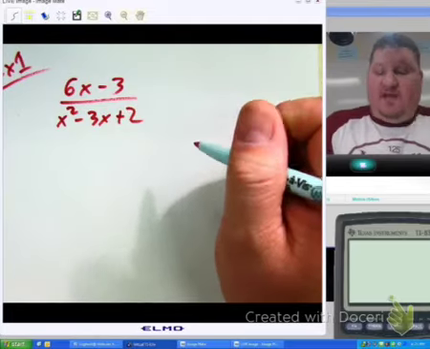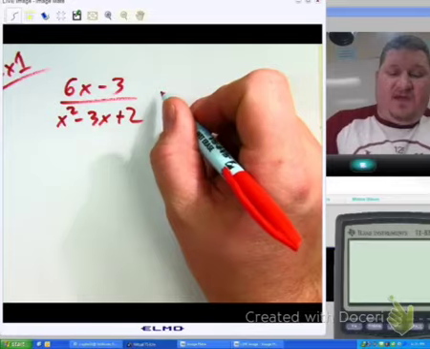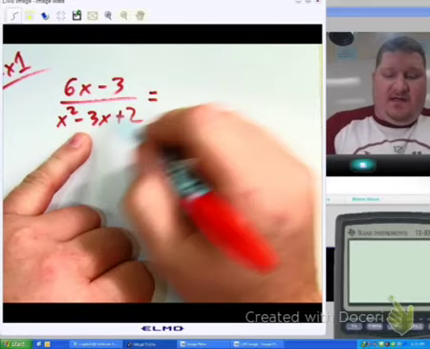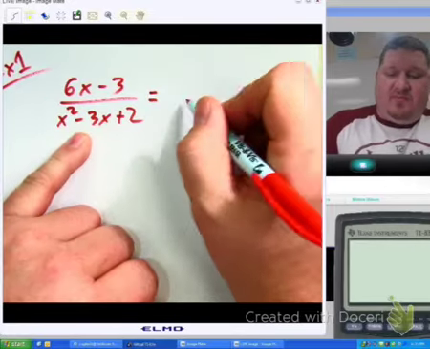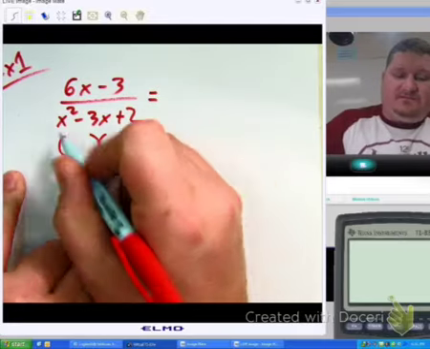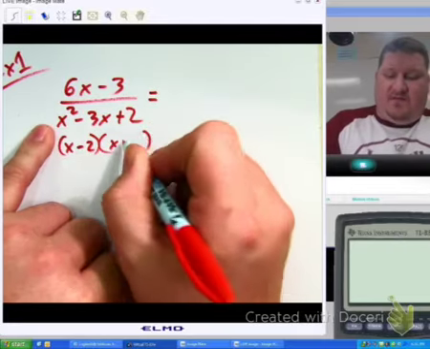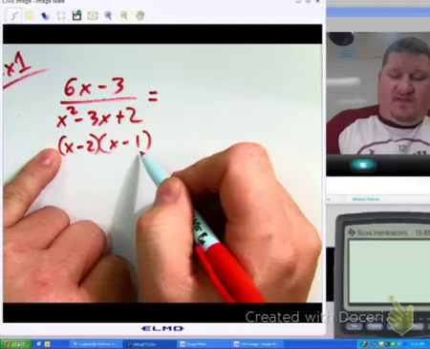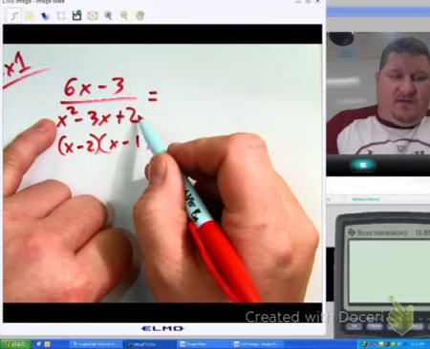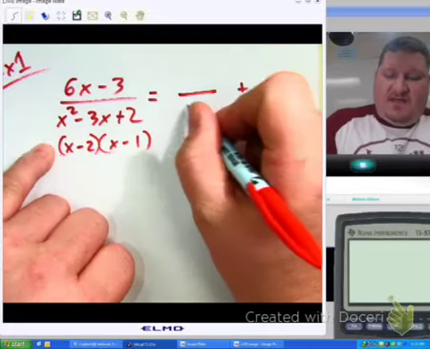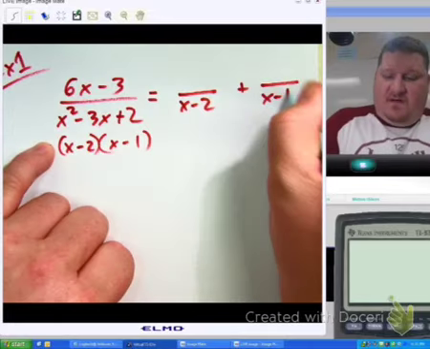Here's another example of the Heaviside method used to factor an otherwise combined problem. First things first, factor the bottom. That's going to be x minus 2, x minus 1. If you FOIL it together, it turns back into this. So we know it's going to be something over x minus 2, something over x minus 1.